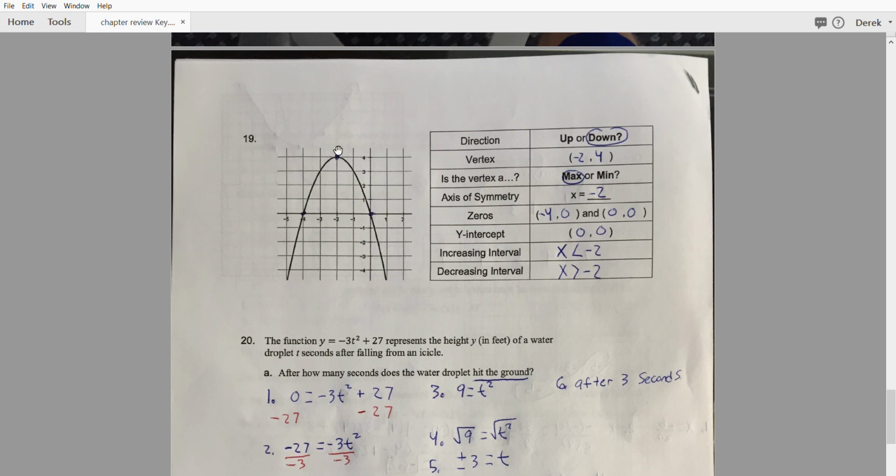Okay, so now where is it decreasing? Well, it's decreasing every x value to the right of -2. So we'll say the decreasing interval is when x is greater than -2.